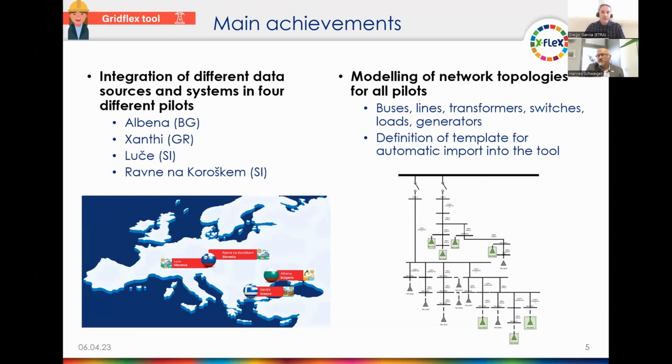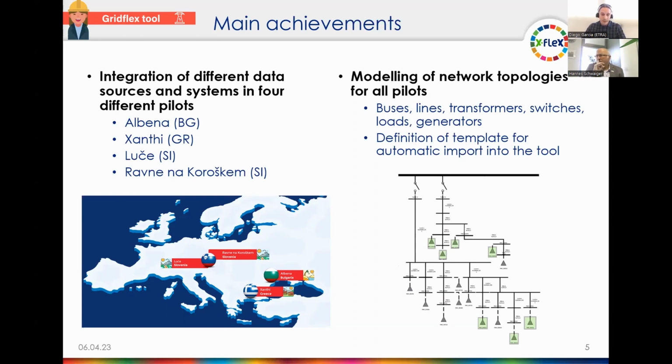Talking about the main achievements that we have reached with the GRIDFLEX tool, we have integrated the data sources and systems in the 4 pilots that are included in the project. So Albena in Bulgaria, Xanthi in Greece, and Luce and Raunena Koroškem in Slovenia.